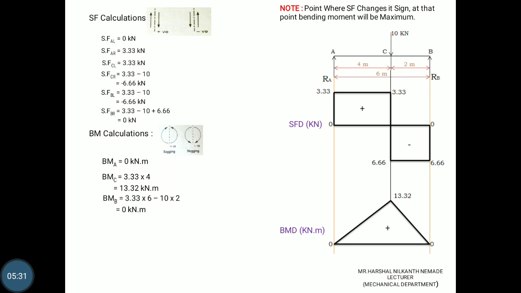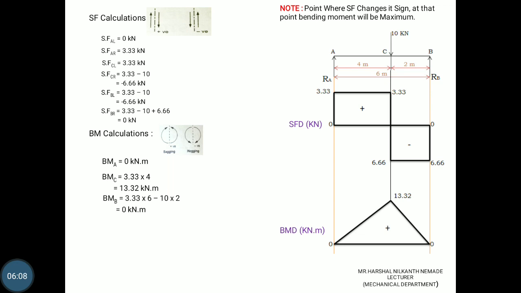Bending moment at A is equal to 0 kilonewton meter. Not per, it will be kilonewton meter. BM at C, bending moment at C point is equal to, so you may see at C point what will be the bending moment. I will take moment from the RA multiplied by 4. Answer will be 13.32 kilonewton meter.